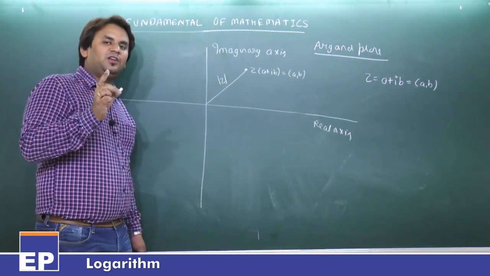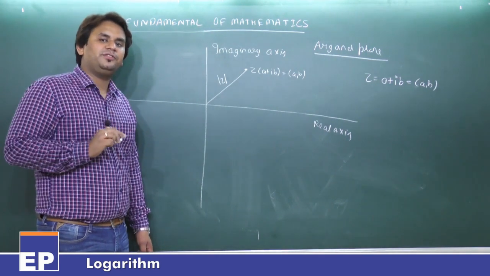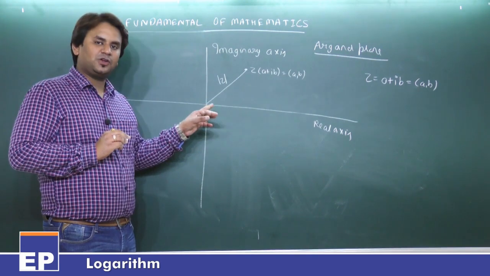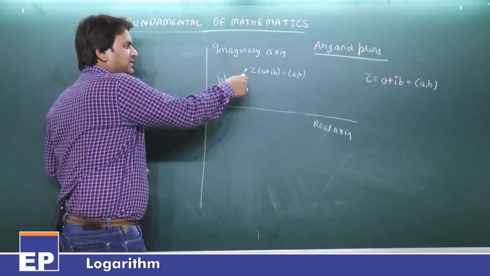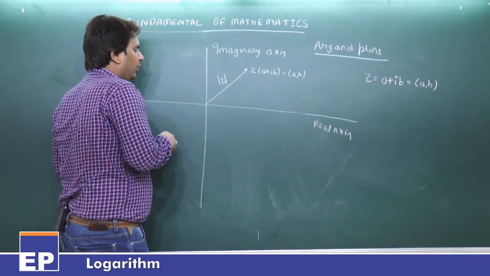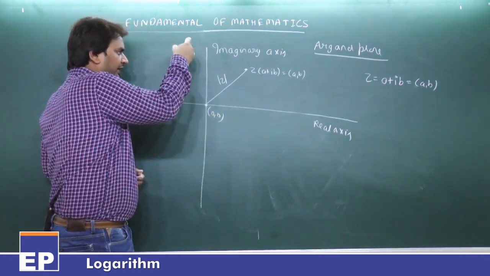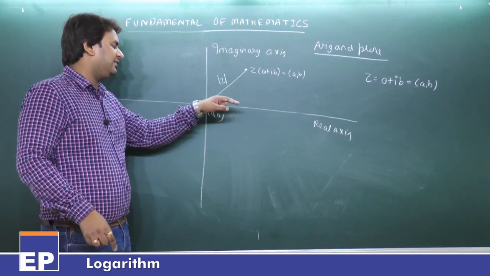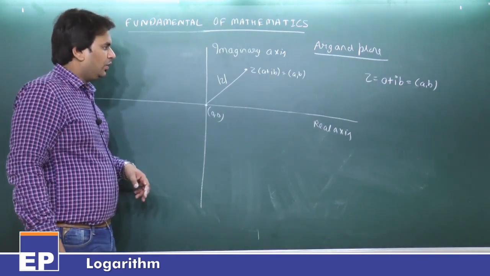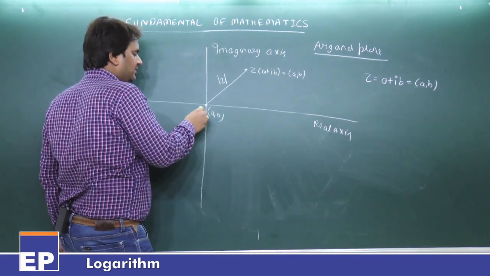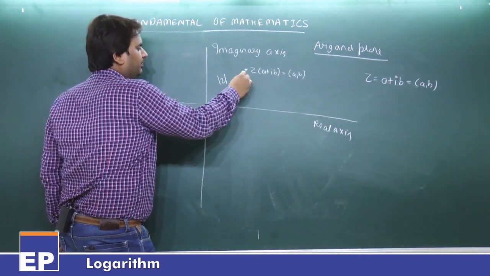What is the definition of the modulus of z? The modulus of z is the distance of the complex number from the origin. The intersection of the imaginary axis and the real axis is called the origin. This is your origin. Now you have to find the distance between them. Suppose this is point A and this is point B.